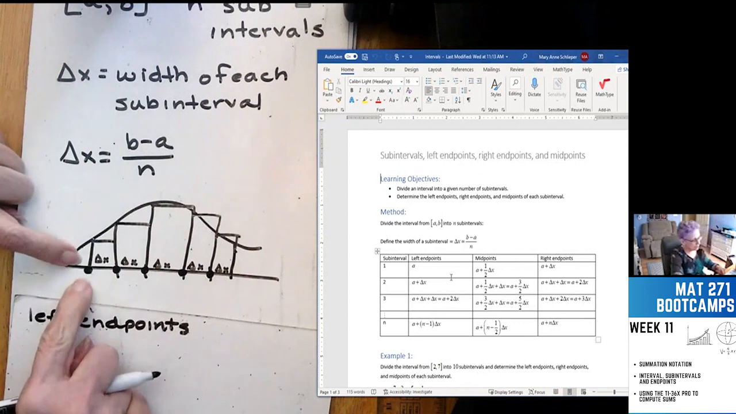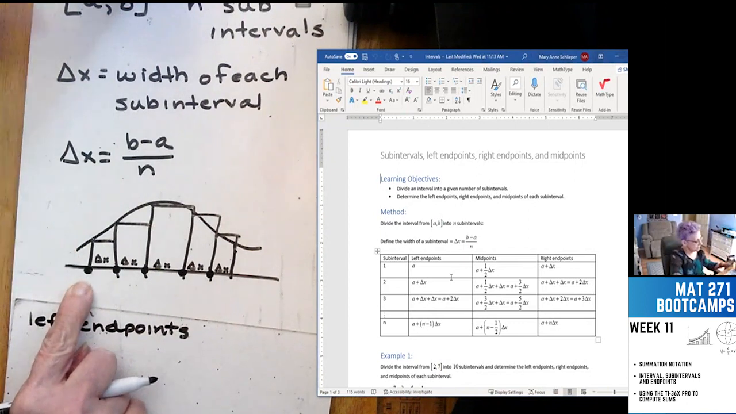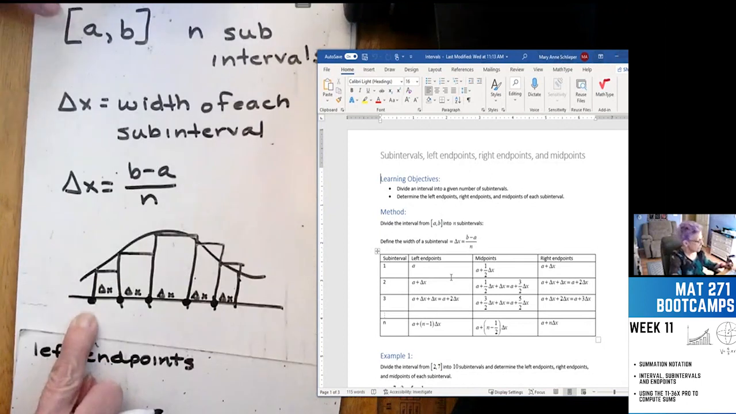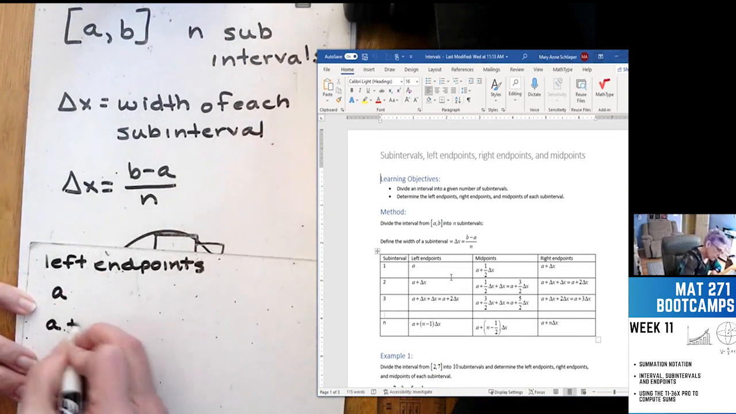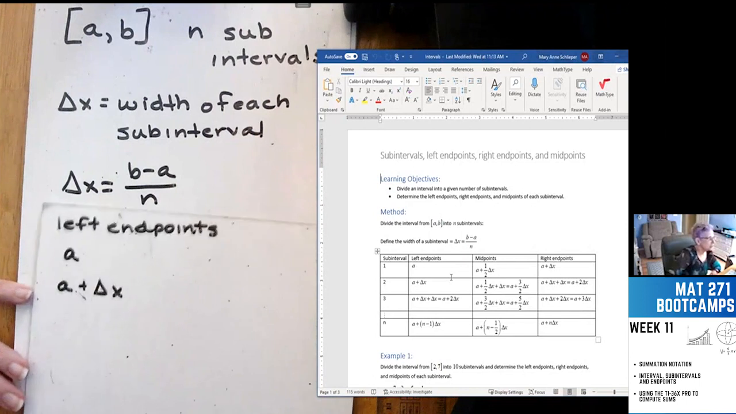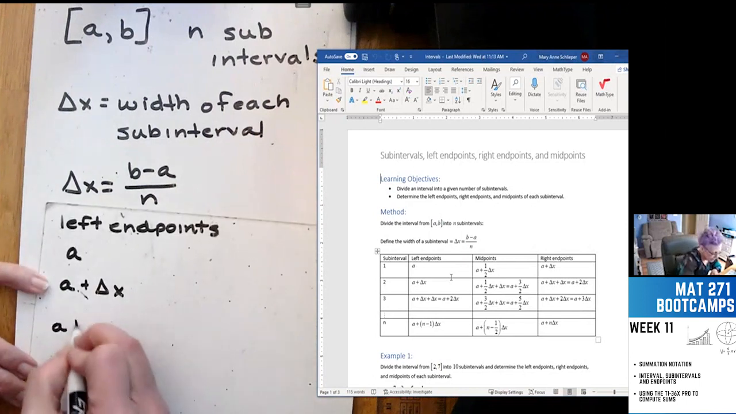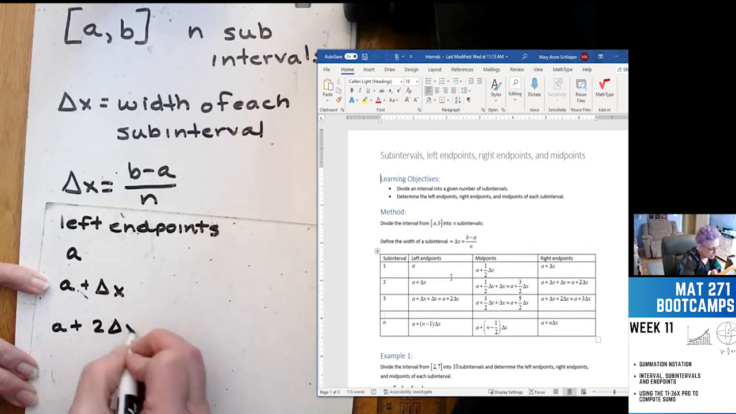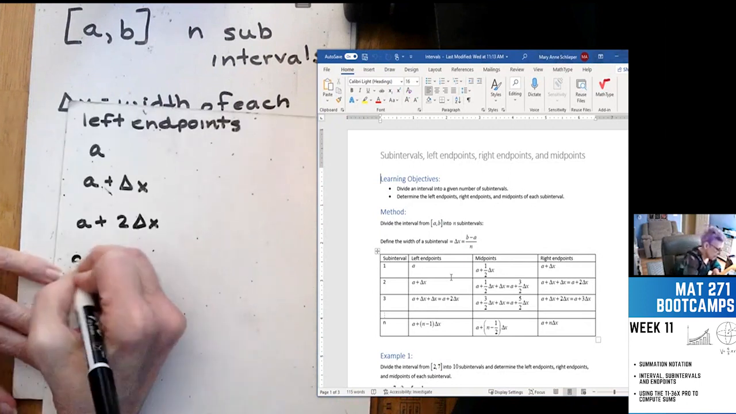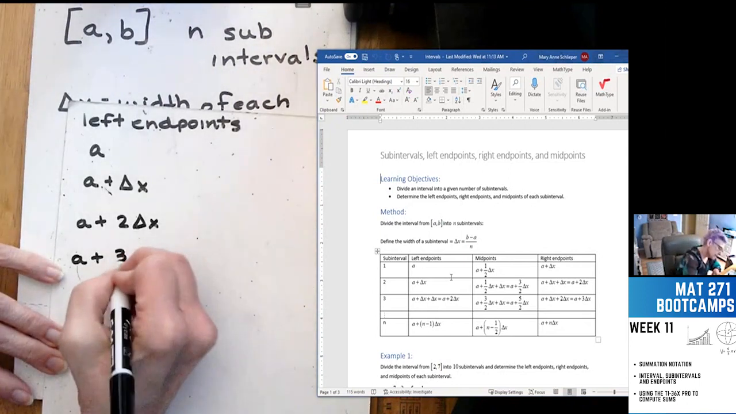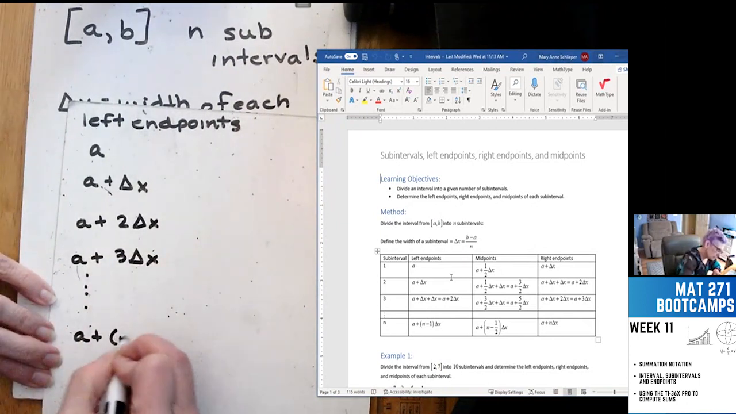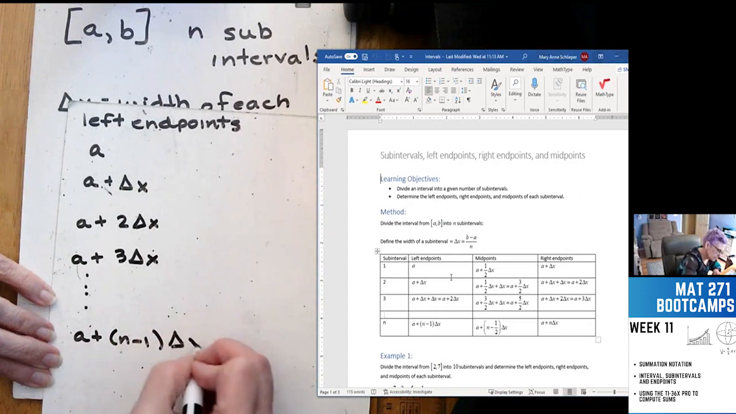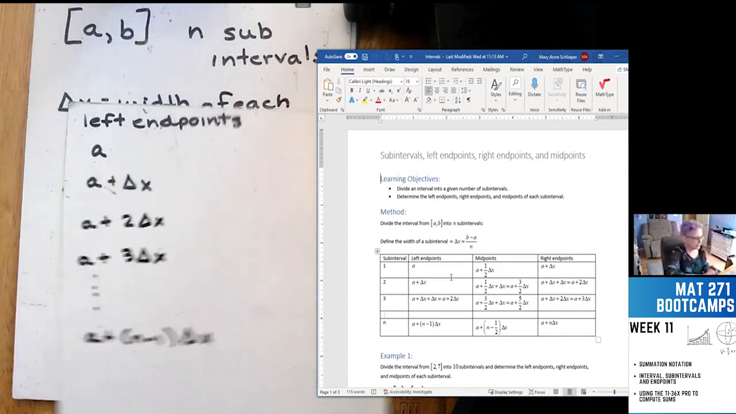Well, your left endpoints are always going to start with the starting point of your interval, A. So it starts with A, and then you add a delta x, and then you add another delta x, and then you add another delta x, until you've added n minus 1 delta x's.